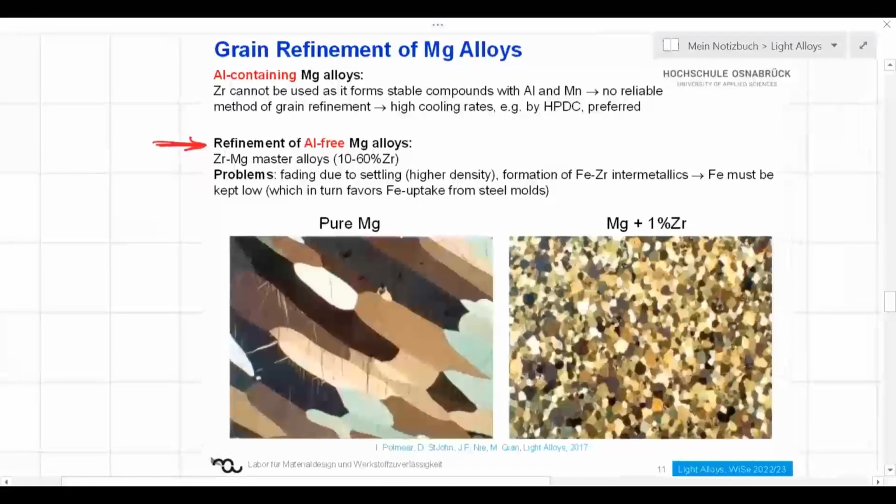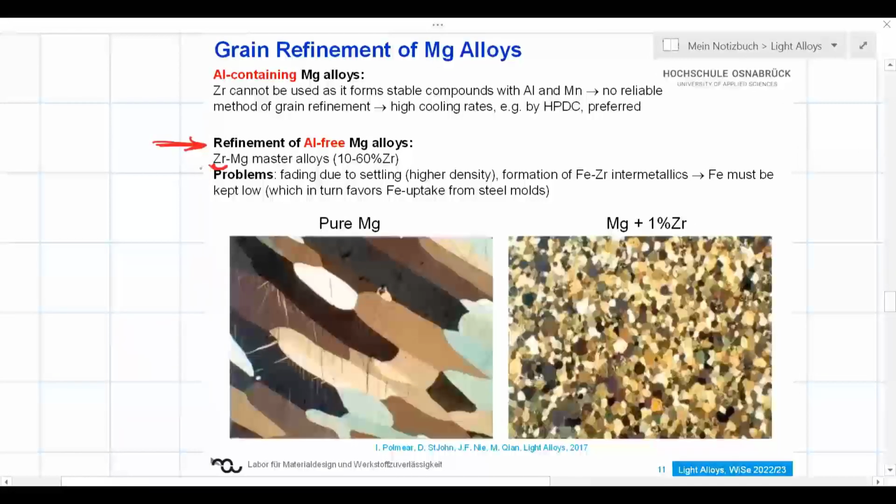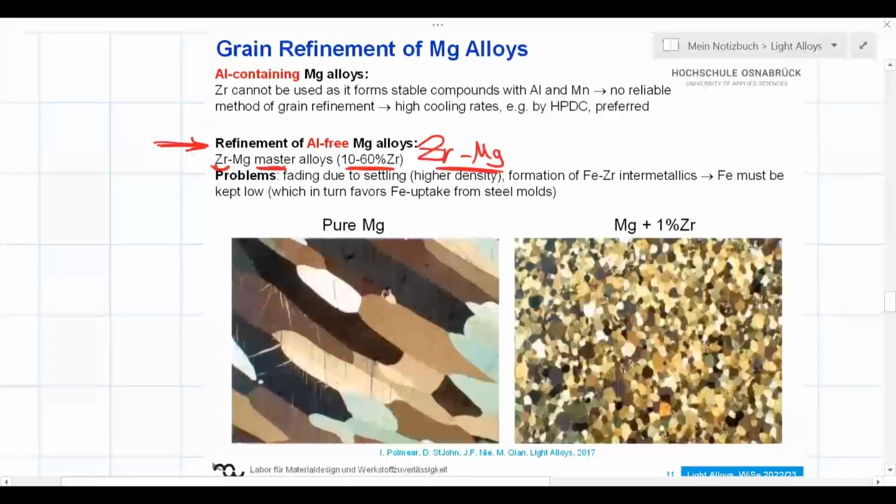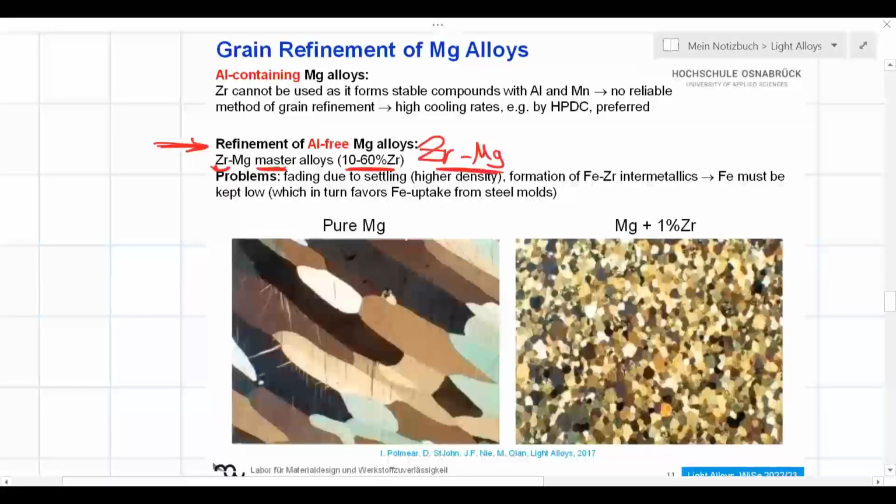If there is no aluminum included in magnesium alloys, we could think about zirconium as being a very useful element. We could use master alloys. These are alloys which have high concentrations of zirconium, and on top of that, some magnesium. So they are zirconium magnesium alloys. We don't want to use pure zirconium, because zirconium magnesium alloys are more economical than adding pure zirconium. We could use these master alloys, and they are added to the liquid shortly before casting.